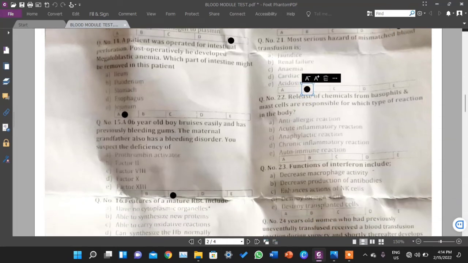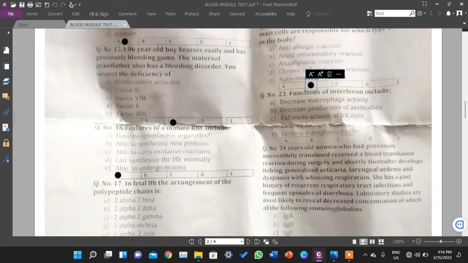Release of chemicals from basophils and mast cells is responsible for which type of reaction in the body? Anti-allergic reaction, acute inflammatory reaction, anaphylactic reaction, chronic inflammation, or autoimmune reaction. It's going to be option B, because basophils and mast cells are involved in acute inflammation, not in chronic inflammation, and also not in autoimmunity.